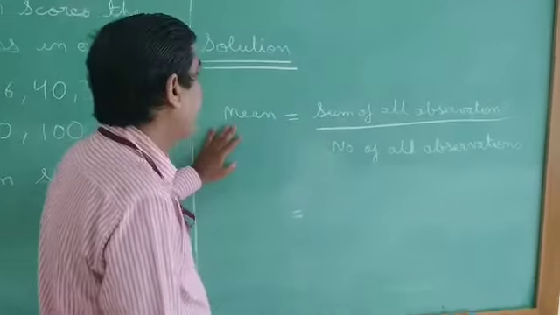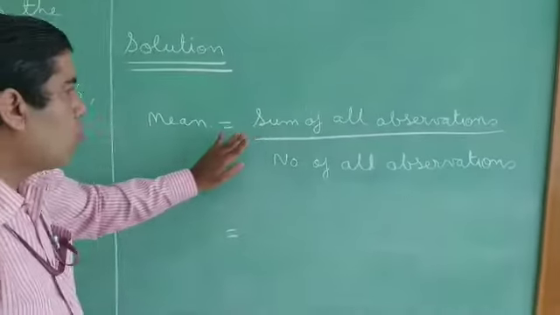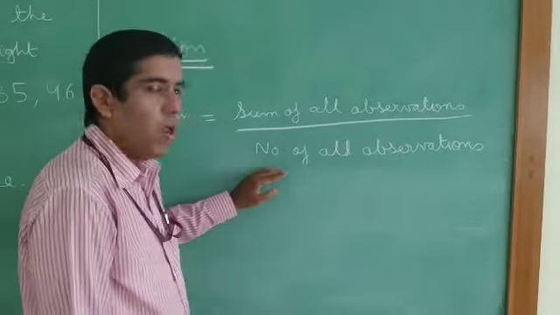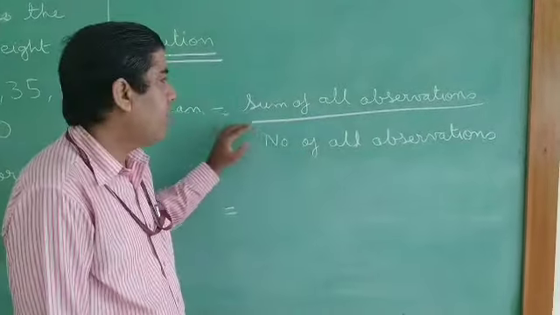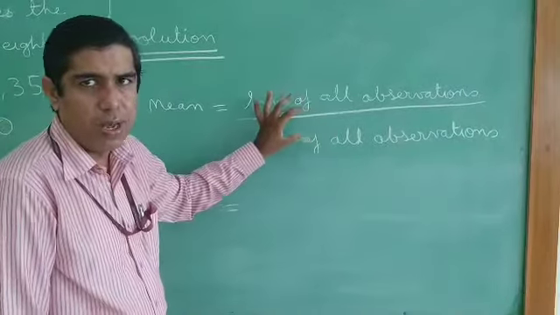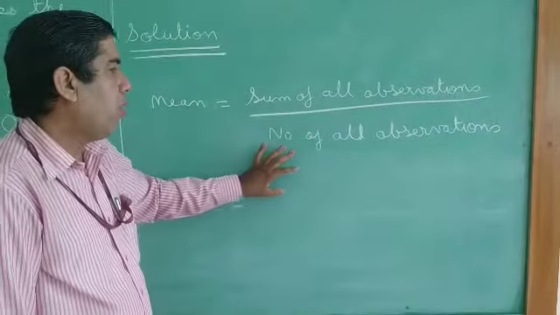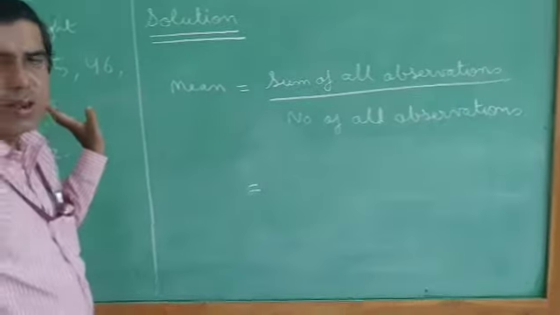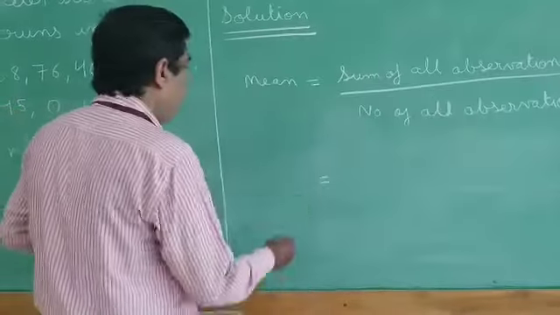What is the formula of the mean? Mean is equal to sum of all observations upon number of all observations. Sum means I will add all entries or data, and number of all observations means how many numbers are there. Here it is 8. So I will do the totaling now.